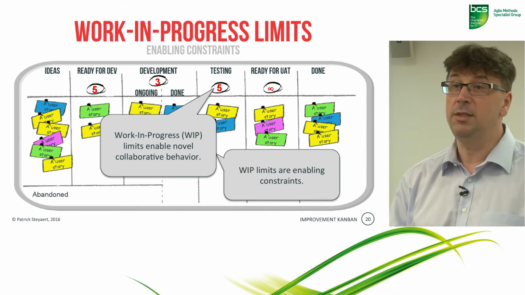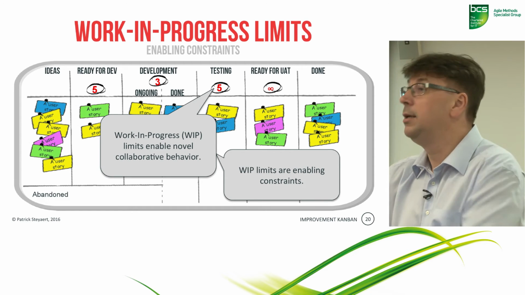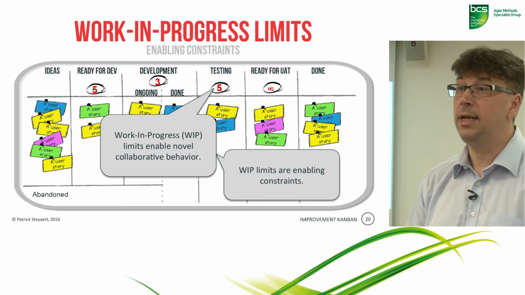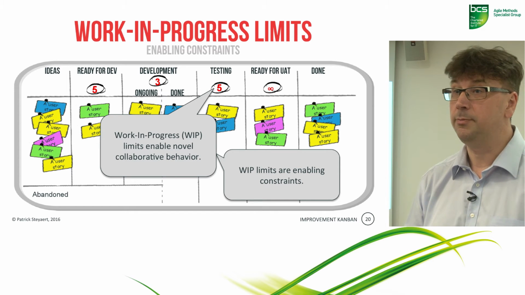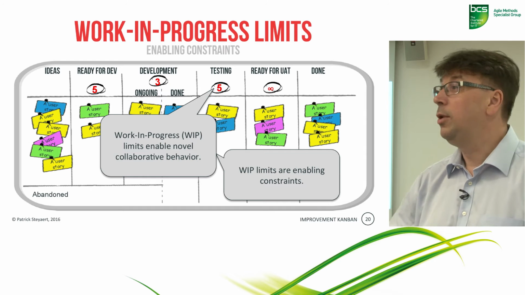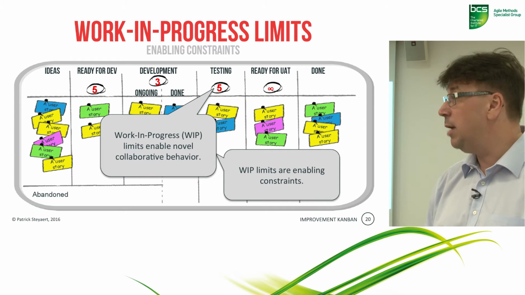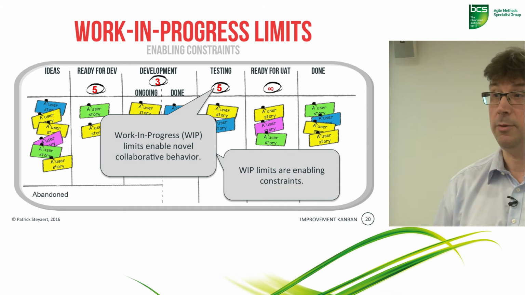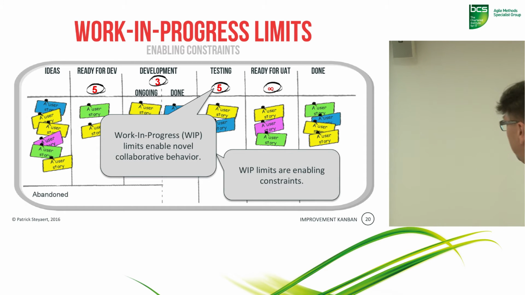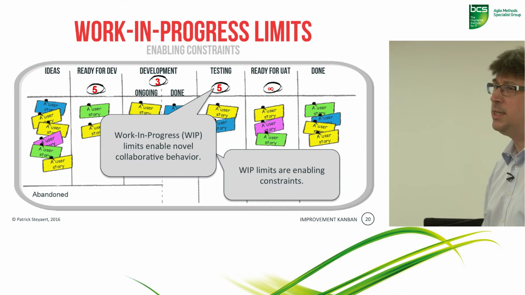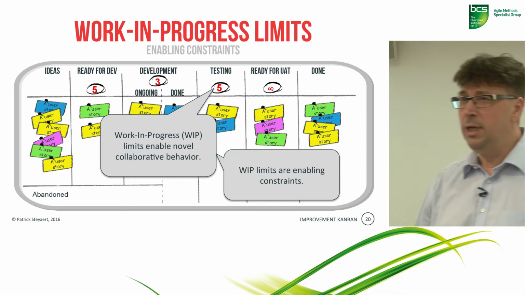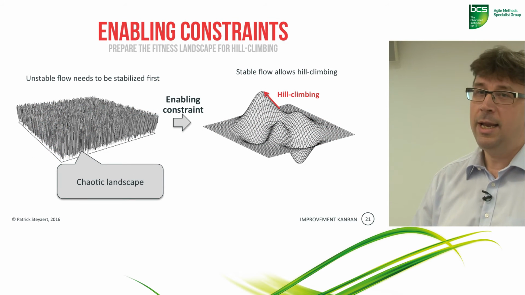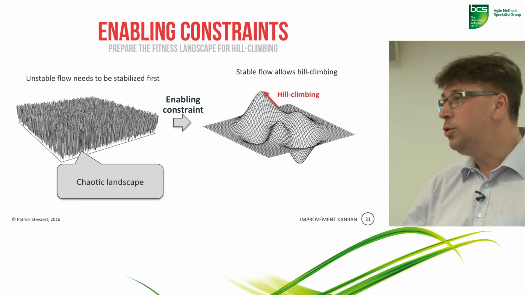They create dependencies between people. They need to collaborate in order to make the work flow, in order to stay within the limits. So they enable, just like with the football team, with the soccer team, they enable creative behavior. But there's still something more, which is it's really the WIP limits that actually enable the ability to do evolutionary change.